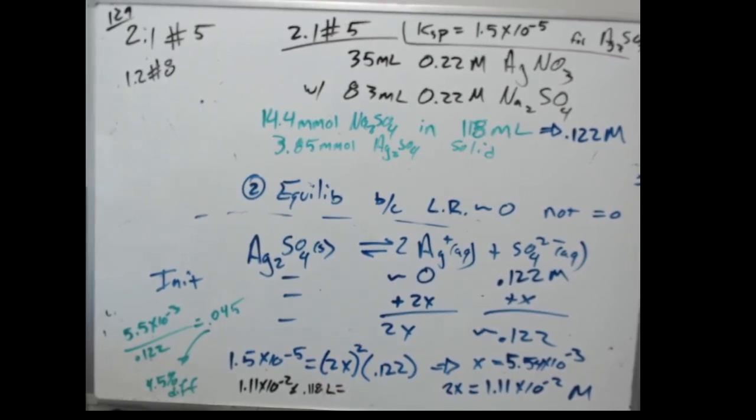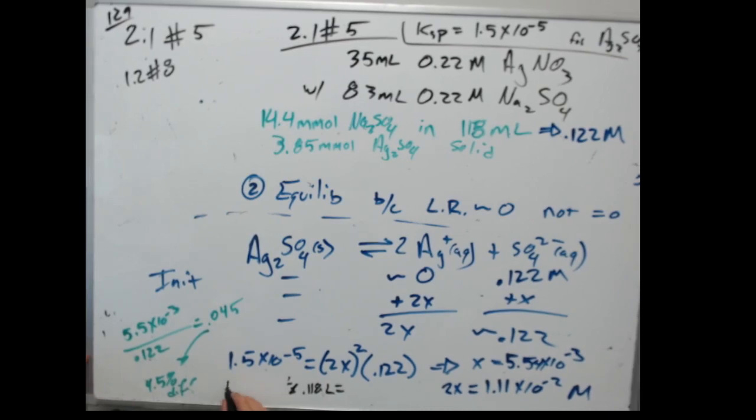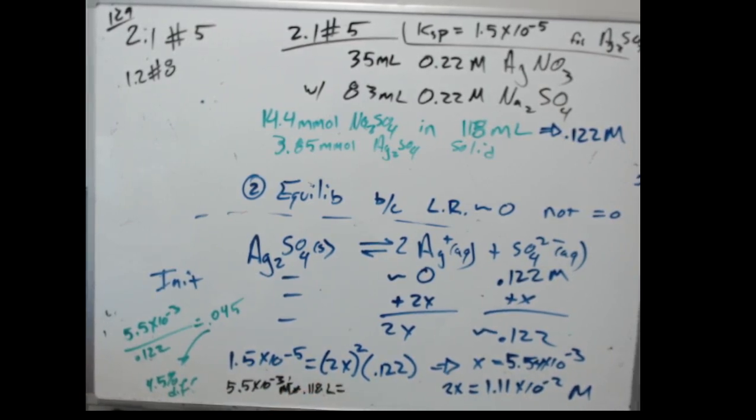I'm sorry, why do you use 2x instead of x? Because the silver, oh, you know what? You're totally right. I should just use x, not 2x. You're correct. 5.5 times 10 to the minus 3 molarity times 0.118 liters. That will get me the moles of silver sulfate that must have dissolved to put stuff into solution.